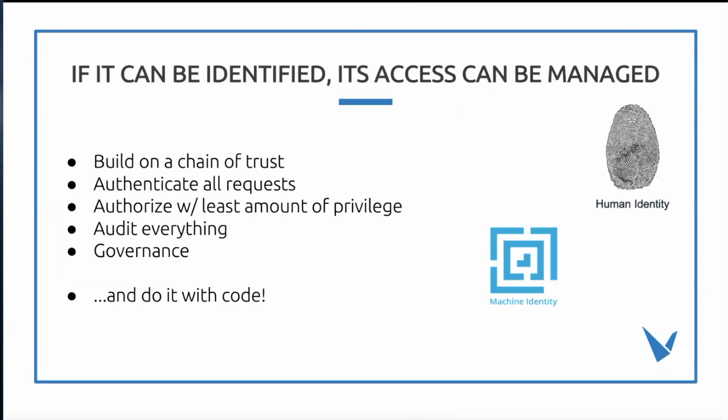So that brings us to, how do we identify workloads that are running in various cloud service providers and still have a chain of trust and authenticate all requests? I.e., how do we govern access to these secrets that are being consumed in various workloads across different cloud service providers? And the idea here is that if it can be identified, then we can manage its access.